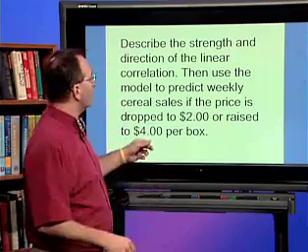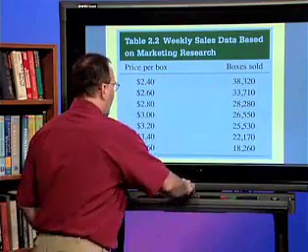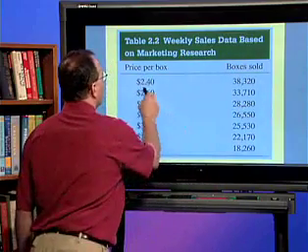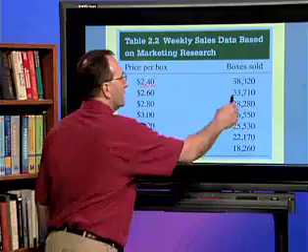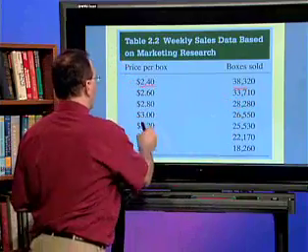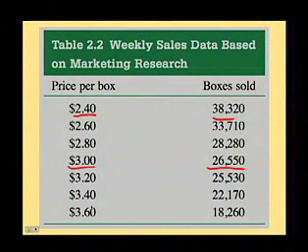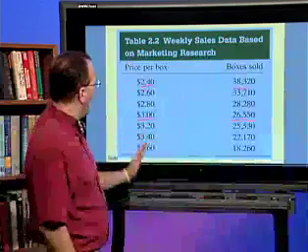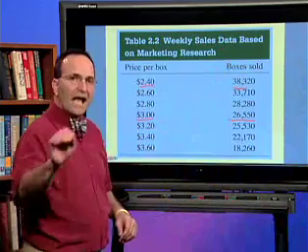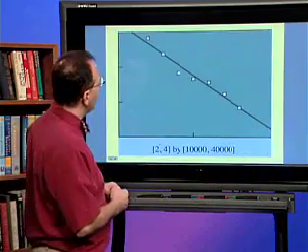So let's take a look at this table and just get a sense of what's going on. We have the price per box over here on the left-hand side, and we see that a price of $2.40 yields 38,320 boxes. And just to pick another one, as the price goes up to $3, you can see that the number of boxes sold has dropped off. Well, we enter these into our lists, L1 and L2, and then we do a scatter plot. And that would look like this right here.